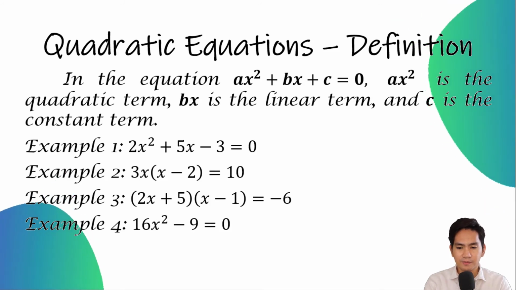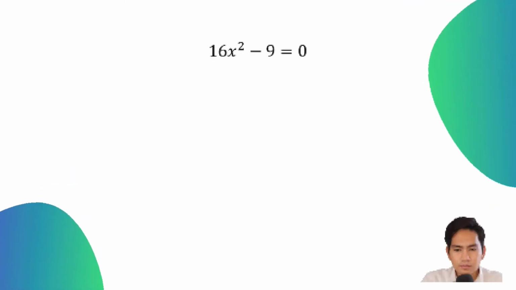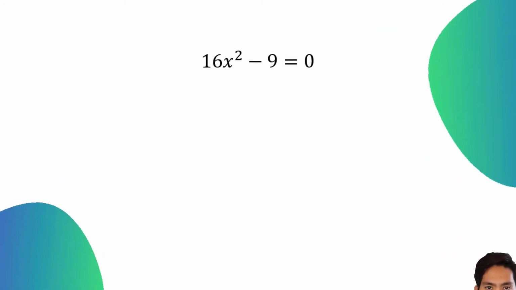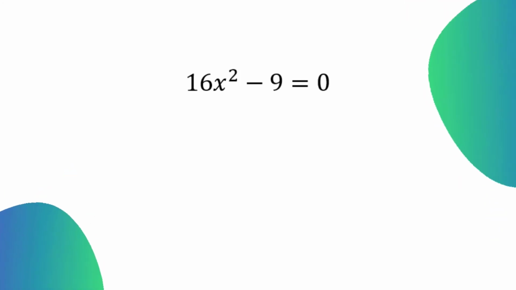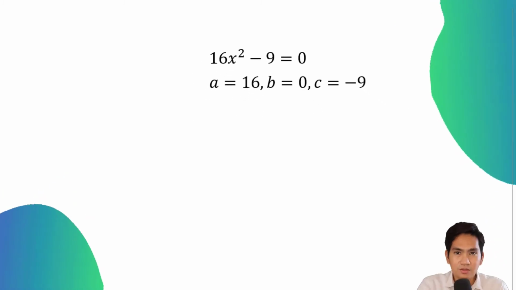Example number 4: 16x squared minus 9 is equal to 0. In this example, we can see that there are only two terms on the left-hand side of the equation. And some of you might think that this is not an example of a quadratic equation. But this is actually a quadratic equation since we still have a, which is 16, but b, or the linear term, is missing. So therefore, we have b is equal to 0. And the constant term c is negative 9. So you can still consider this one as a quadratic equation.